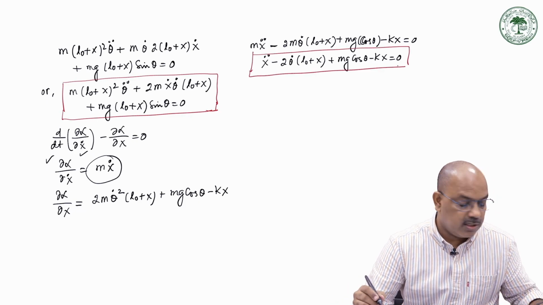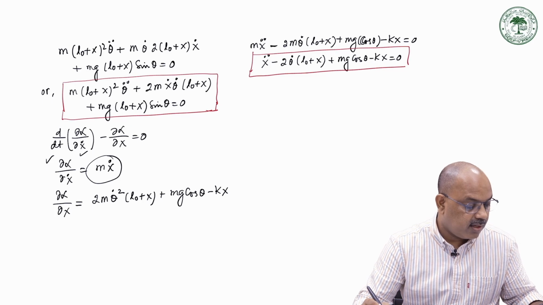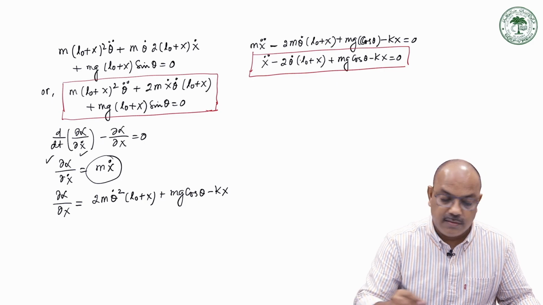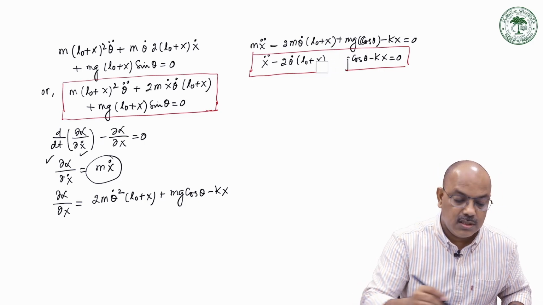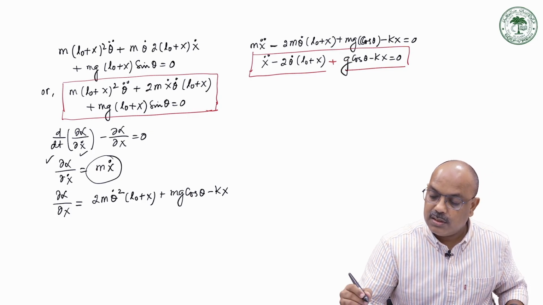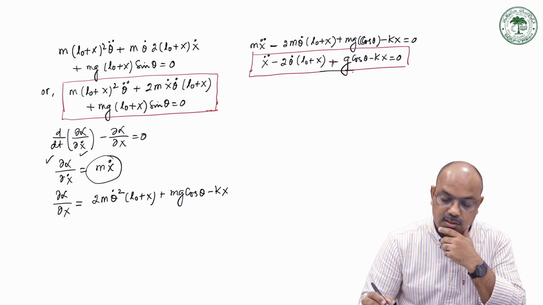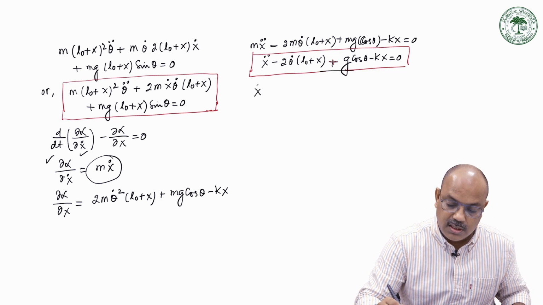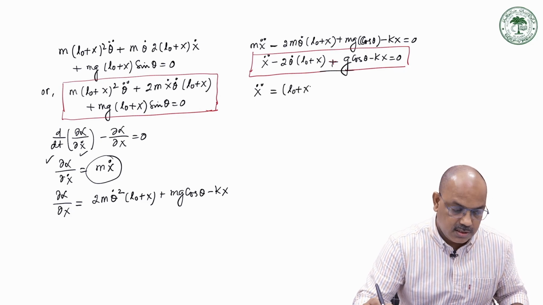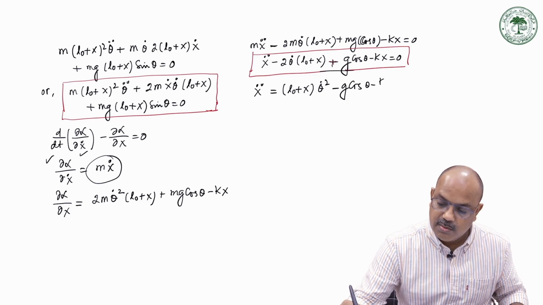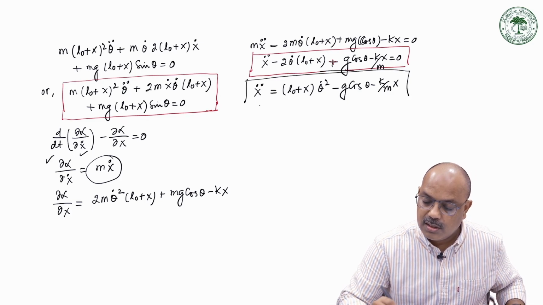So let me clear this. m g cos theta, and there is no g in the other term, so this is going to be g cos theta minus k x. Okay, so I think my equation is x double dot is going to be L0 plus x times theta dot squared, minus g cos theta, minus k by m x. Okay, so this is going to be fine.